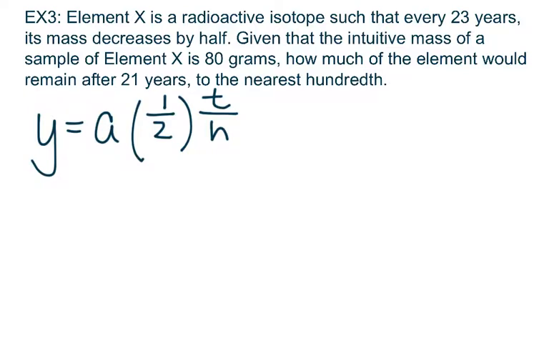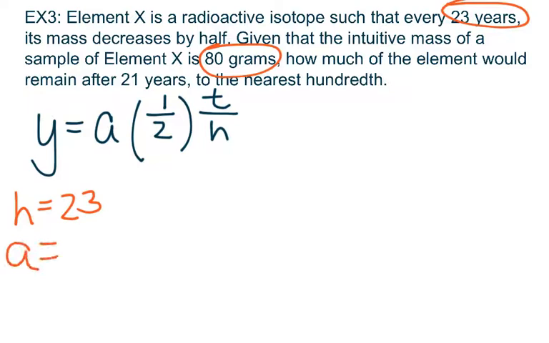Okay. So if we read back through that, such that every 23 years its mass decreases by half. So H equals 23, which is our halving time. Given that the mass of element X is 80 grams, so that's how much the element starts off with. And then how much of the element would remain after 21 years. So that's going to be our value for T. And using all of these values, we can plug that into the formula and actually start solving.